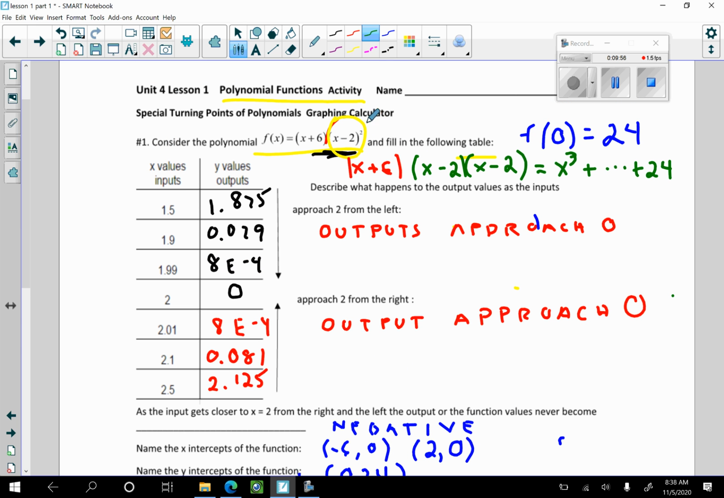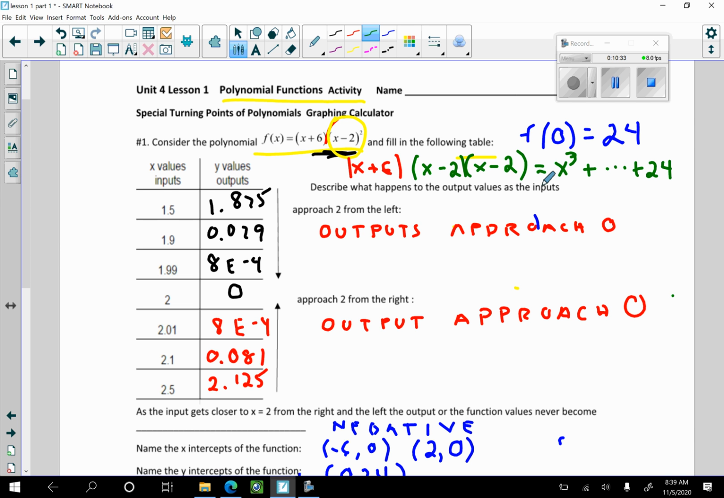When you have one of the terms to the second power, it's going to bounce. In fact, if you have a term to the even power, it bounces. If this was cubic, it would go through it. So 2 is called a double root. There's only one 0, but mathematicians say this thing has 3 zeros: -6, 2, and 2. It has 2 zeros because of this guy right here at 2. We call it a double root.